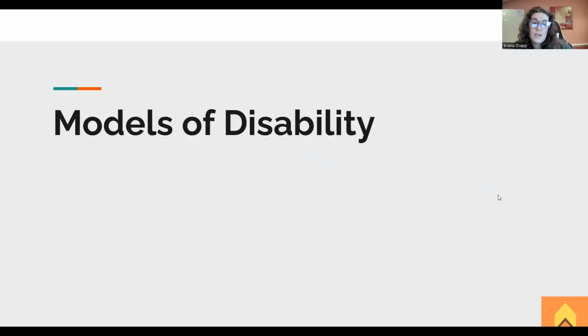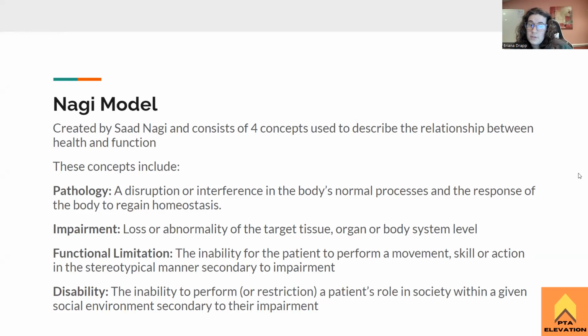important and whatnot. So the Nagi model is the first model we're going to go through, and this is created by Nagi. I'm sorry if I'm pronouncing the name wrong, but it consists of 4 concepts that are used to describe the relationship between health and function. These concepts are going to include pathology, impairment, functional limitation, and disability.